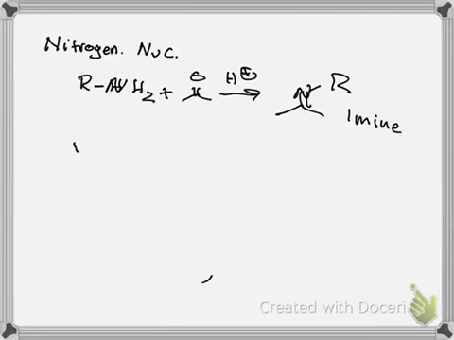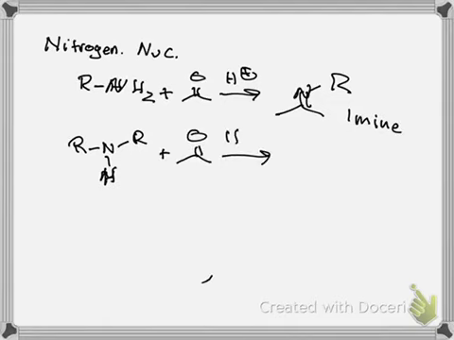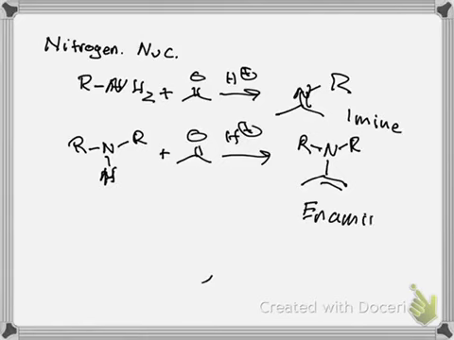If you use a secondary amine with a carbonyl in the presence of just a hint of acid, what you're going to generate looks like this. And this is called an enamine.